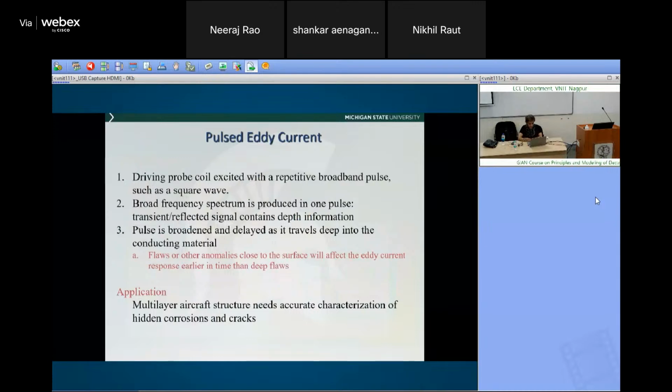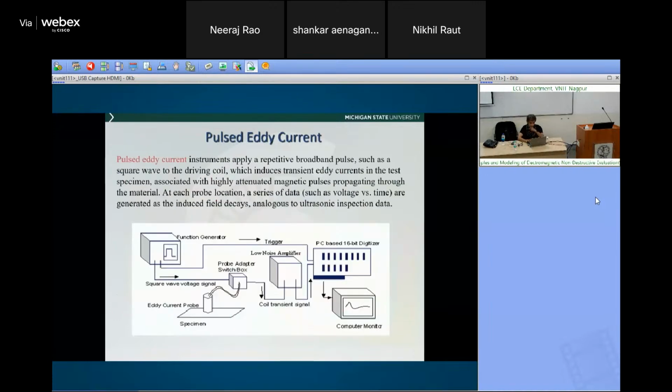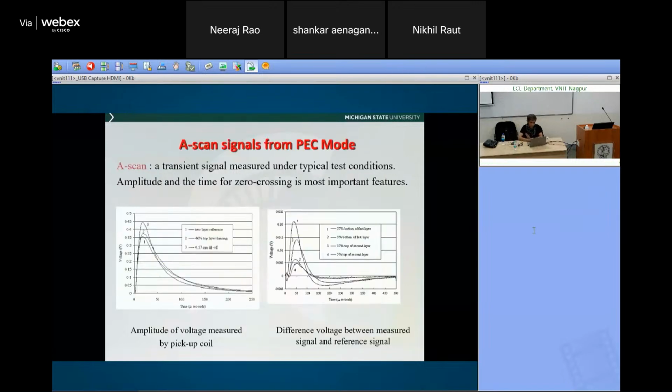Its application is in multi-layer aircraft structures, and also for hidden corrosion and cracking. This is basically the setup that is used: a square wave signal generator, and then you have a time domain signal that you see over here. Let me show you this. A typical signal looks like this. So we look at what we have there.